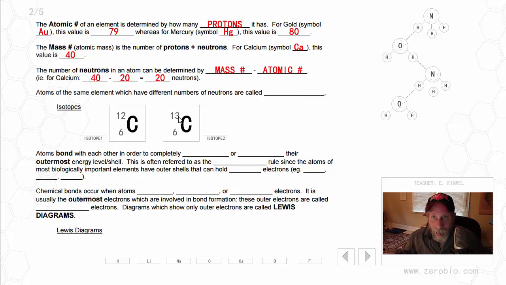Now, what actually differed between this carbon? We know we've got Coke and Diet Coke. We know there's some chemical difference in there, or caffeine-free. We know there's caffeine in one, there isn't caffeine in the other. What's the difference between these two carbons? The 6 is the same. Well, it would have to be in order for this to be carbon, because the 6 is the atomic number. And that is what defines an element. It's the number of protons.